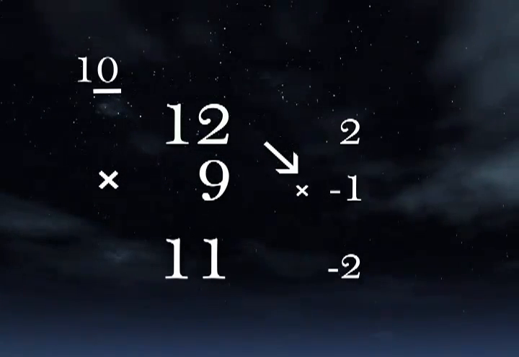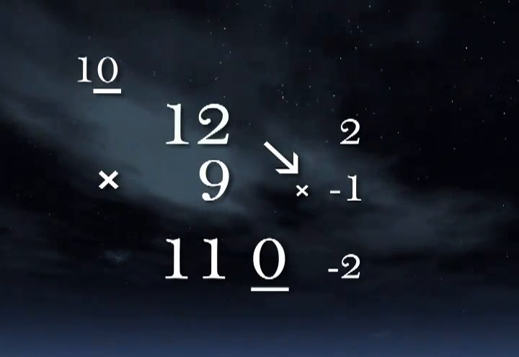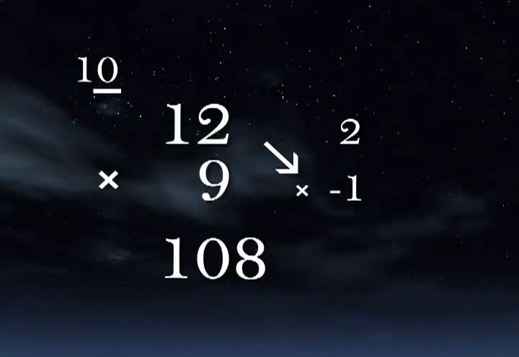The base is 10, which has 1 zero, which means there will be 1 digit on the right side. We can use 0 as a placeholder for the moment. 110 minus 2 is 108.